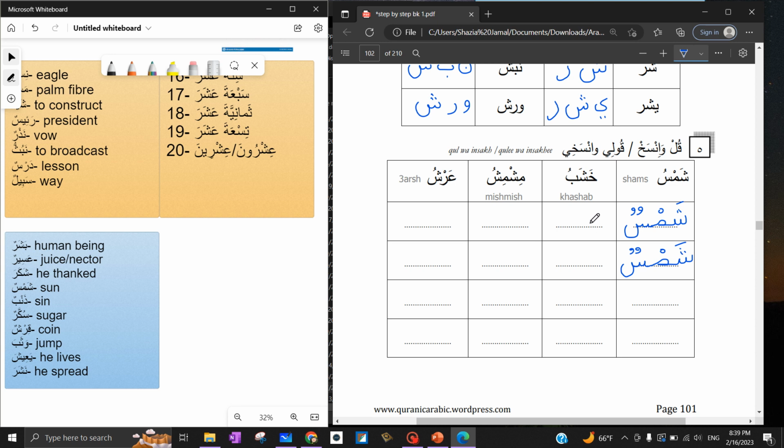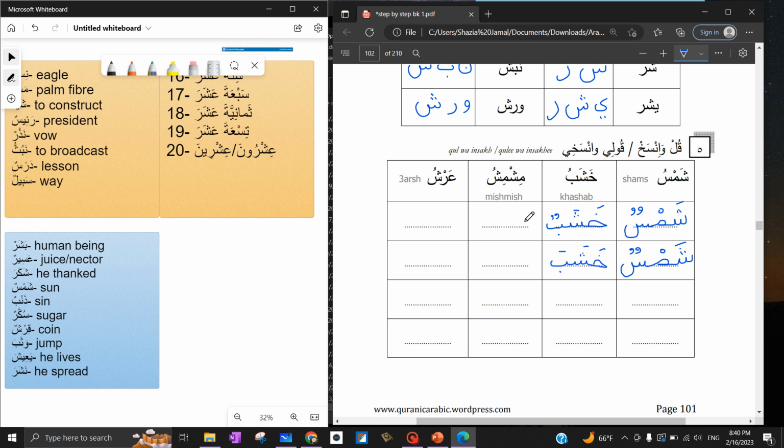Now khashabun. Now kha is just like this, but you start here and go down like a whale. Come back, make a W, make a tail, and then make the final letter ba. Khashabun. Khashab means wood. I'll show it again. Kha, sha, and ba.